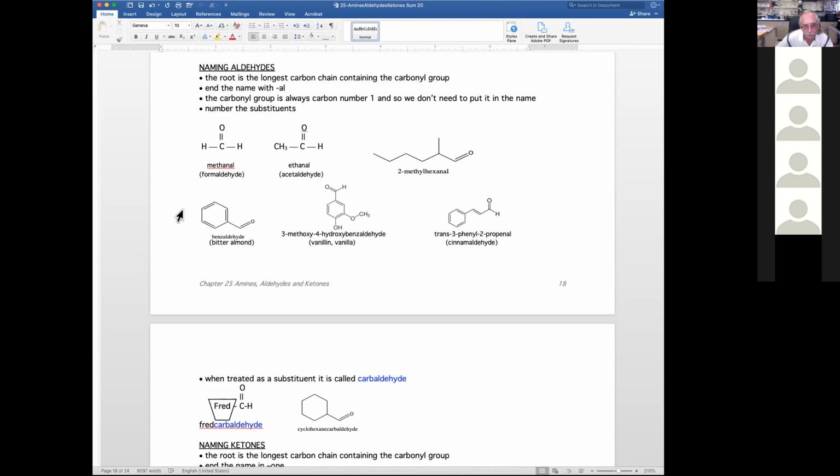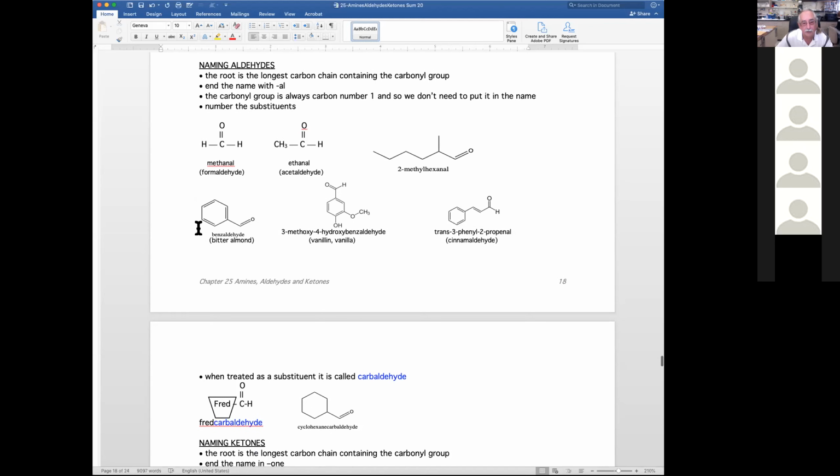Now we need to remember this one. If I take the carbaldehyde group and I put it onto a benzene ring, it's called benzaldehyde. And this actually gives you the flavor of bitter almond, benzaldehyde.